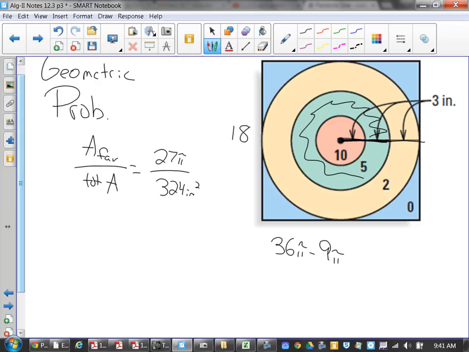Now you have to be careful when you type in your calculator. Use the fraction bar, type it in, that'll give you your total. That'll give you your probability. Hopefully.